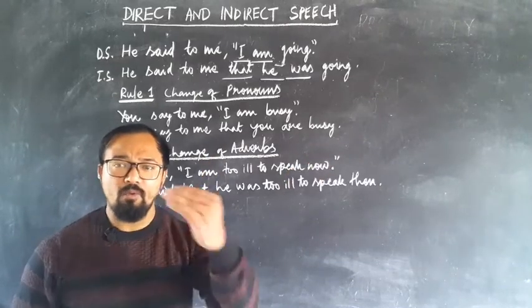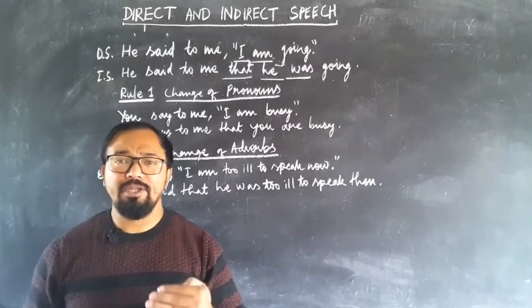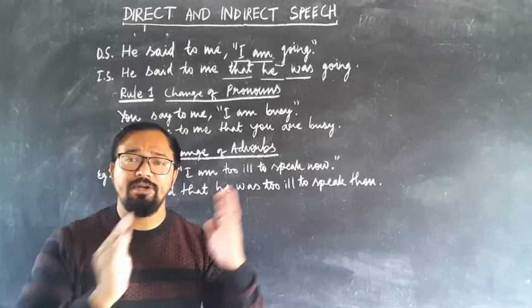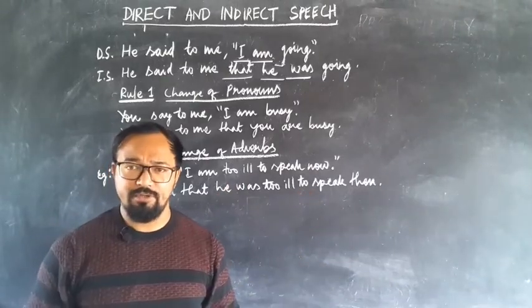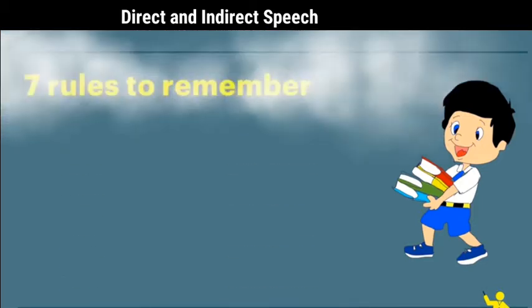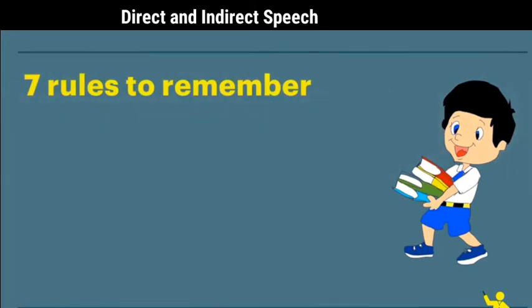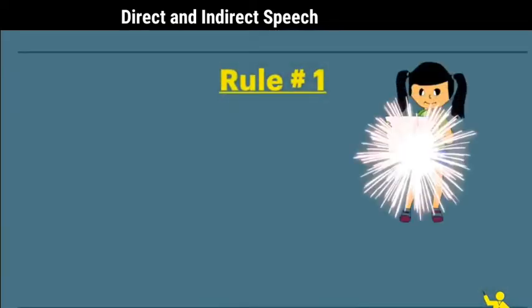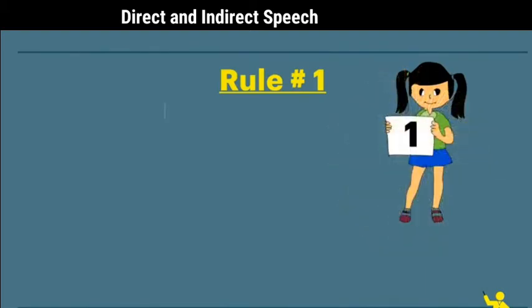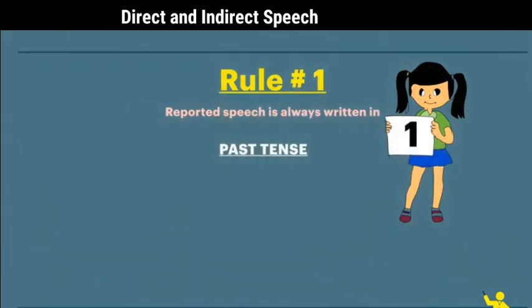One by one, I'll now explain the rules of changing from direct to indirect speech and how you will change it. There are 7 rules to remember in reported speech. Rule number 1 says reported speech is always written in past tense.